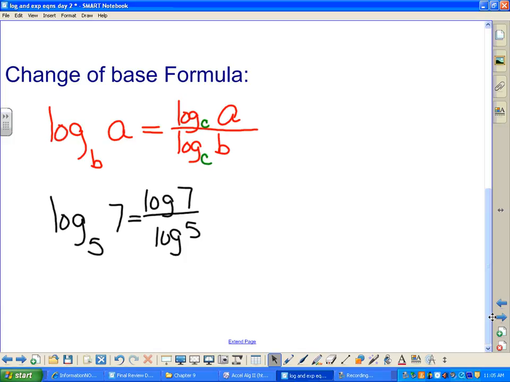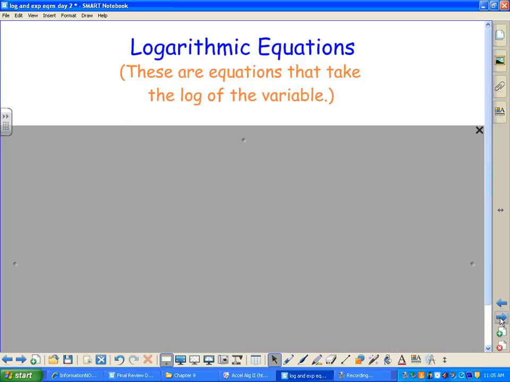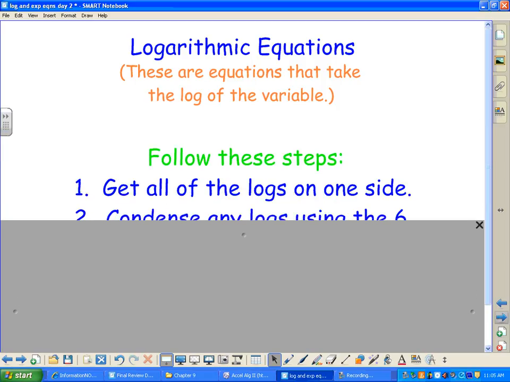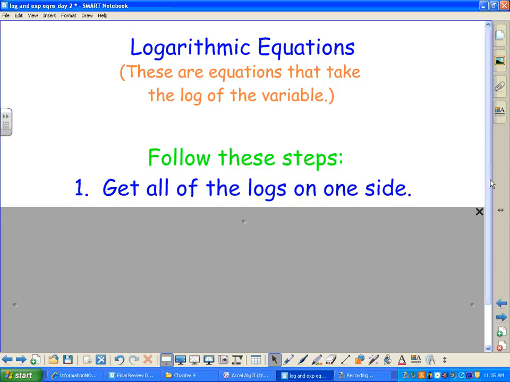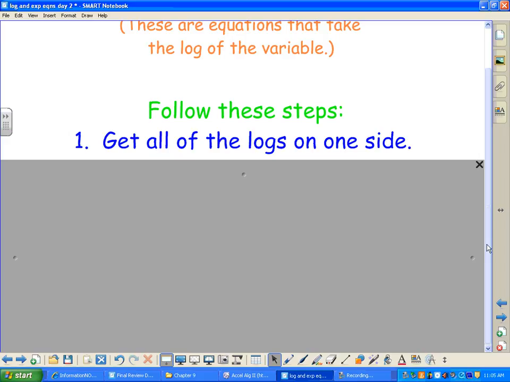Okay. Then the next thing that I want to look at today is solving logarithmic equations. And logarithmic equations, as you know, are equations that take the log of the variable. There has to be a variable in what you're taking the log of. And I'm going to just put up some steps to follow when we solve these. The first thing when you're solving a log equation is to get all of the logs on one side.